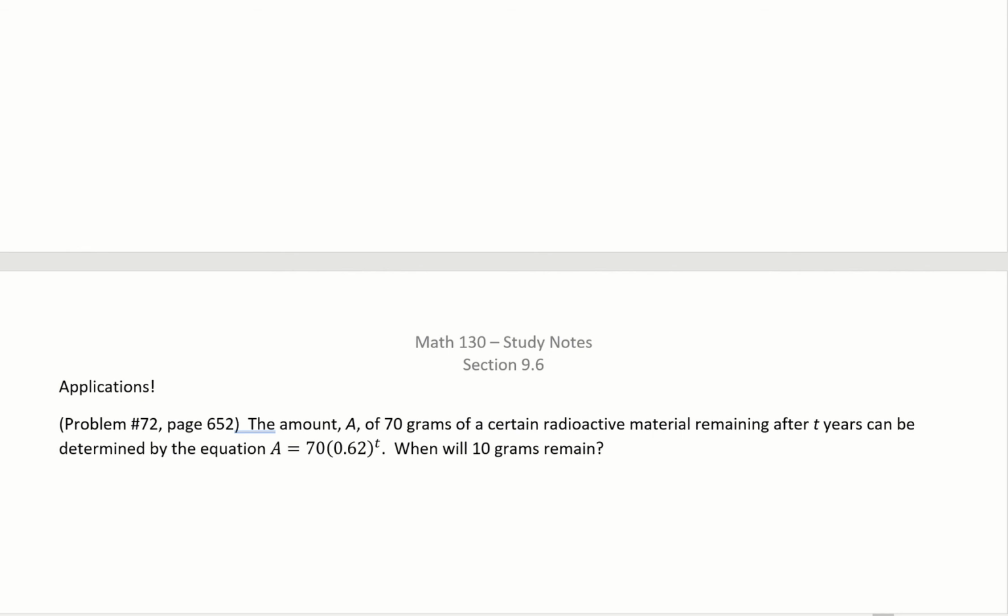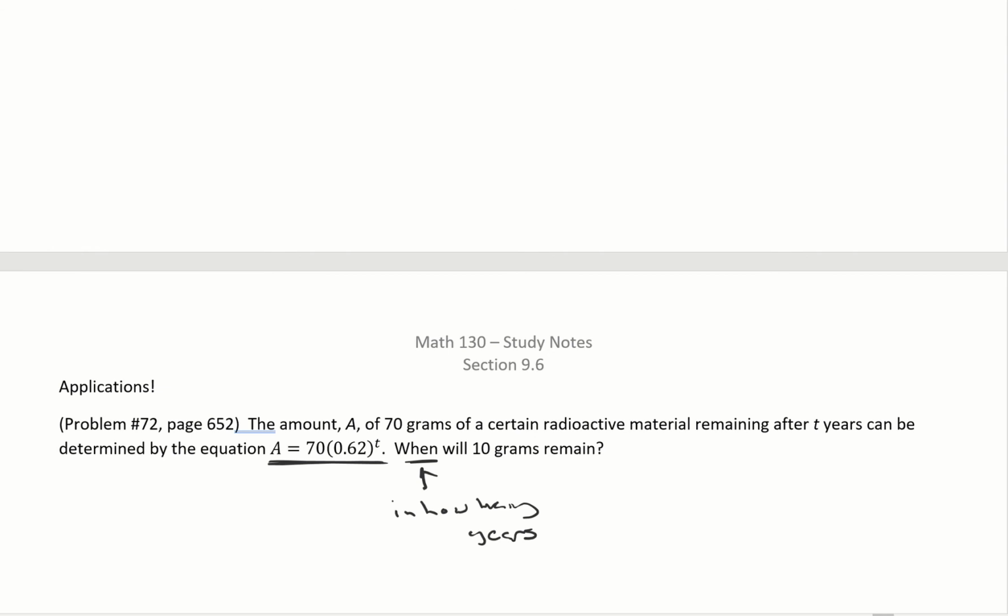Watch this one. The amount A of 70 grams of a certain radioactive material remaining after T years can be determined by this equation. When will 10 grams remain? Yeah, you gotta think. What's A? What's T? What does it mean, when will? I stole this right out of the book, so I really don't like his language. I would probably help you out and say, in how many years? Is what I would put there to help you guys out.